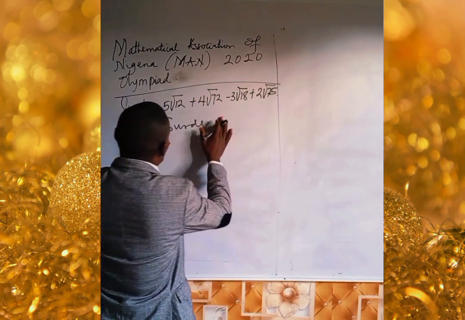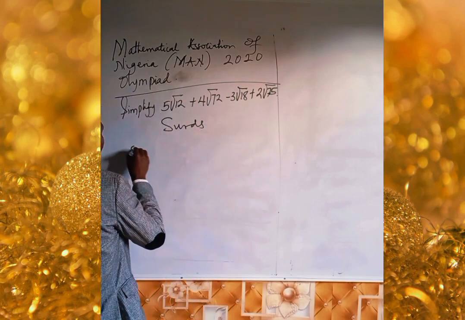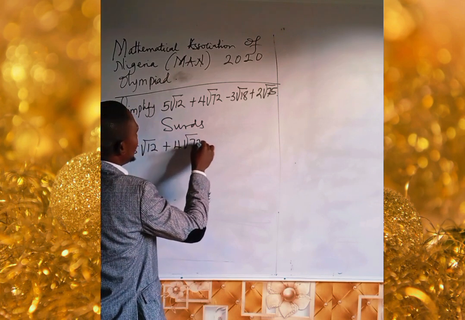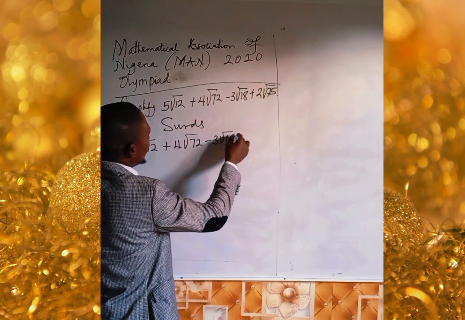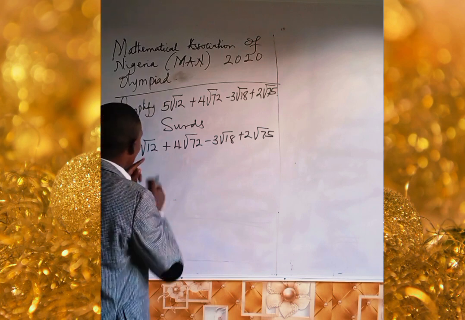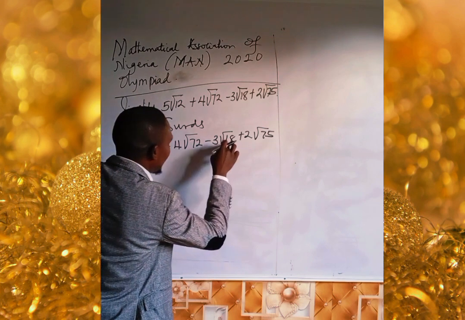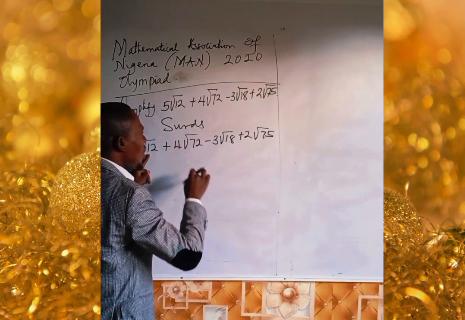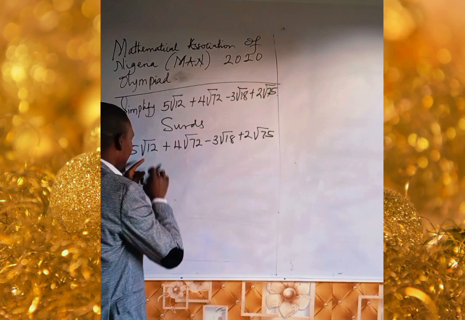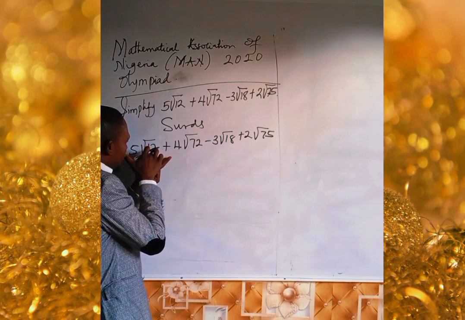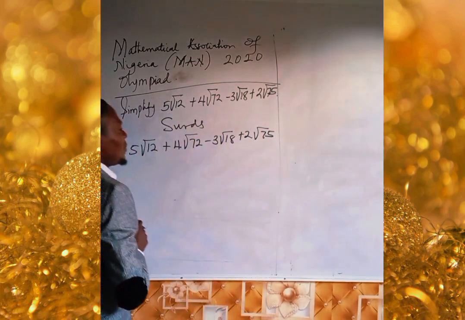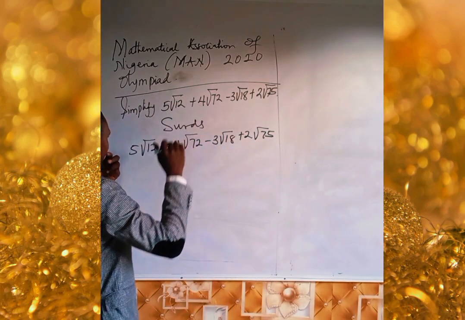So, what are we going to do here? 5 root 12 plus 4 root 72 minus 3 root 18 plus 2 root 75. We simplify each of these to their simplest form. SODs can be simplified to their simplest form or as a single SOD. So we simplify each of these: root 12, root 72, root 18, root 75. Now, how do we do that? Let me give you one example here.